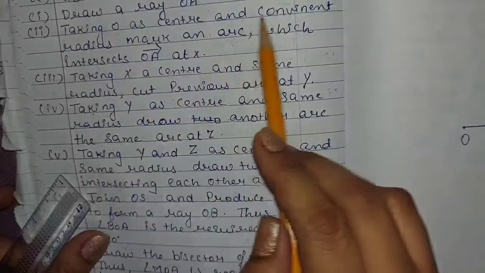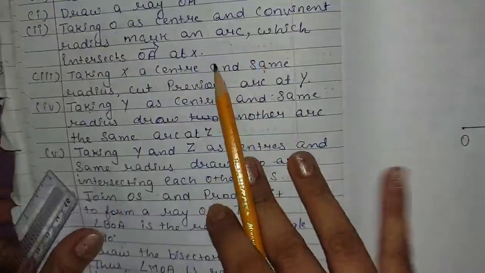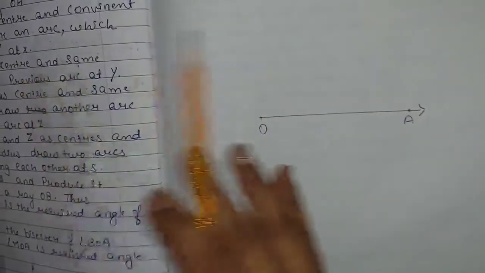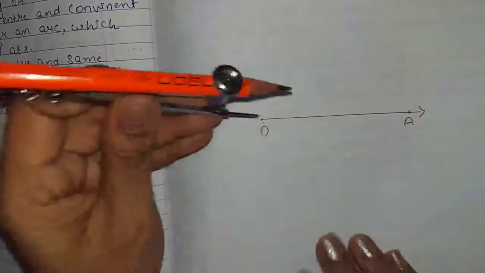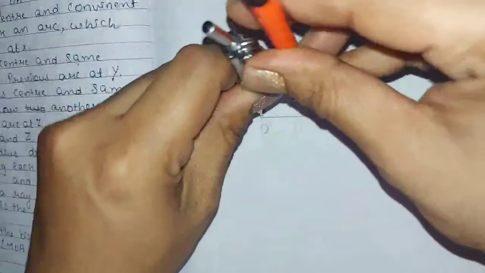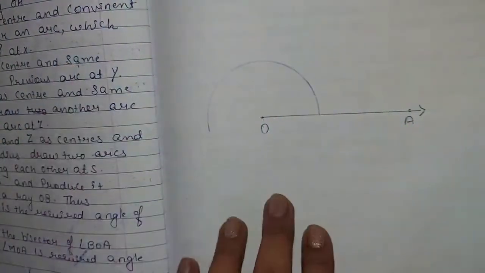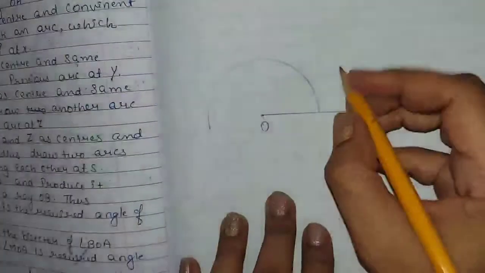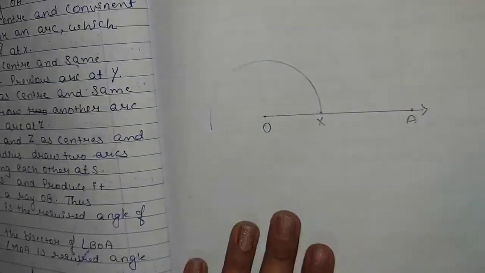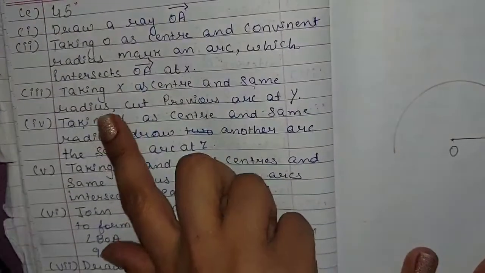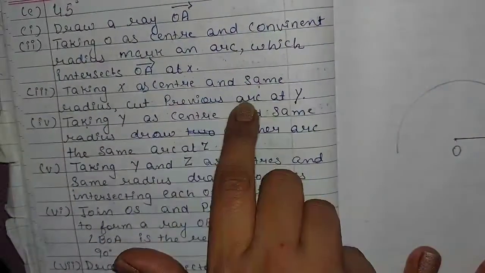Taking O as center and convenient radius, mark an arc which intersect ray OA at X. So here students, we will take O as a center and with any convenient radius, let us mark an arc. So this is O as a center and we will mark an arc of our convenient radius. And then students, we have to label this as X which intersect line segment OA.